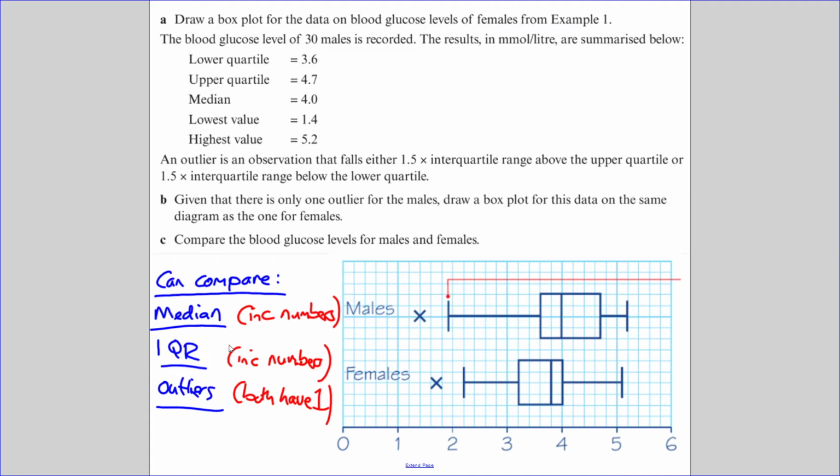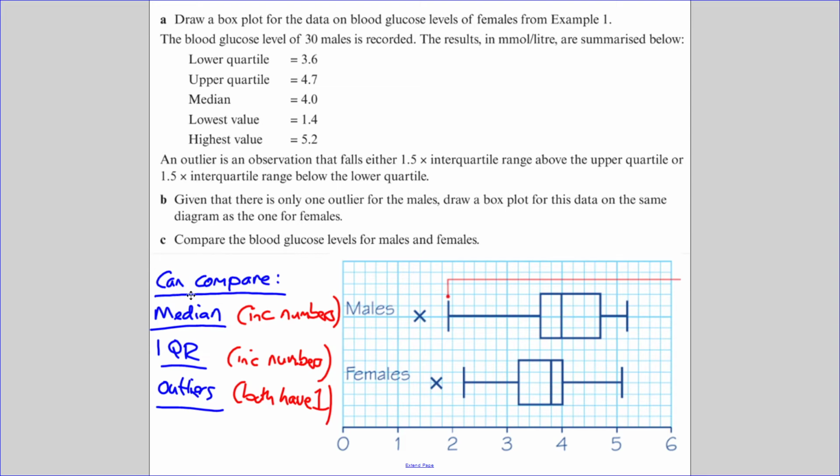When we come to do our comparison for part C, there are three things we need to compare. We need to compare the median, and as we can see from here, for the males, the median is higher than the females. It's blood glucose level, so it's not a competition.